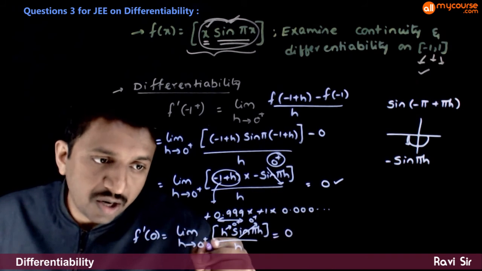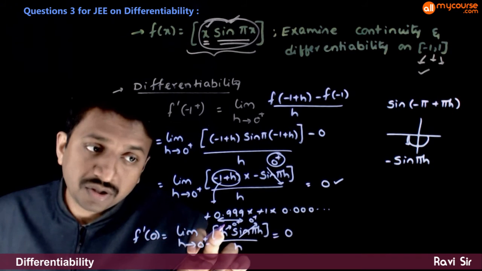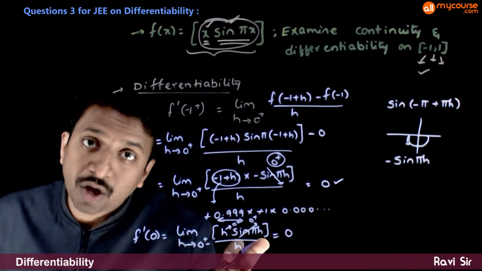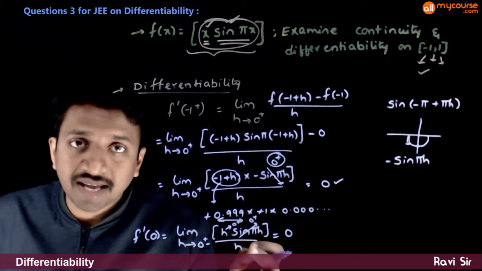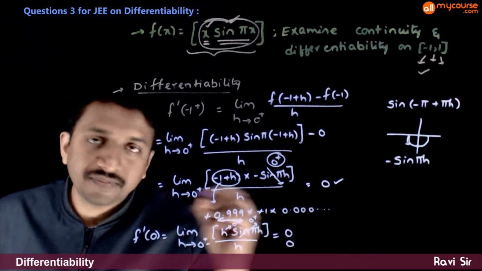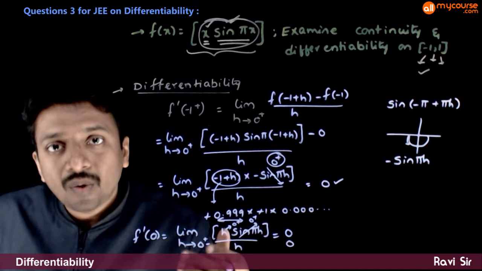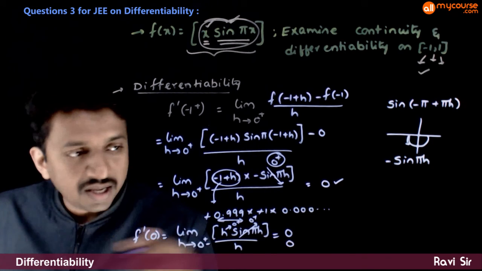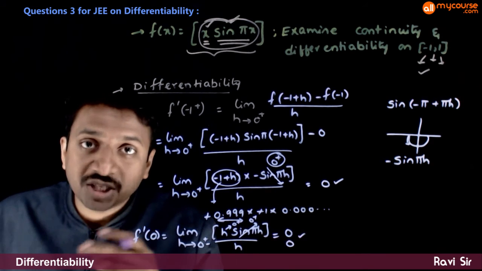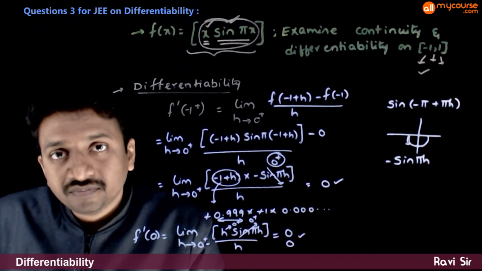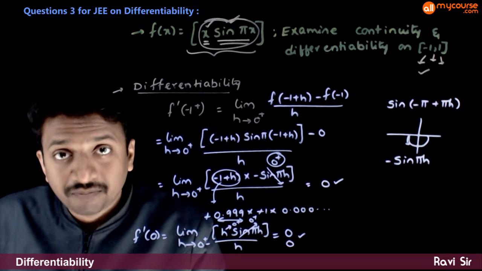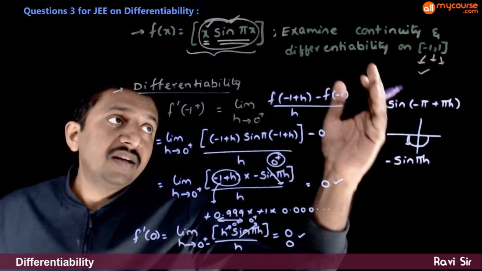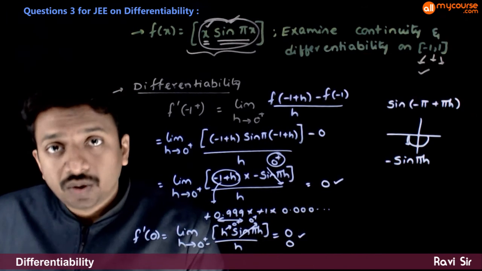And if h tends to 0 minus, h goes to 0 minus, and sine pi h also goes to 0 minus. The product again goes to 0 plus. Hence, again you get 0 as the answer. So the right limit is 0, the left limit is also equal to 0. Hence, the function is differentiable at x is equal to 0. There is no problem. And let us look at what happens at x is equal to 1.